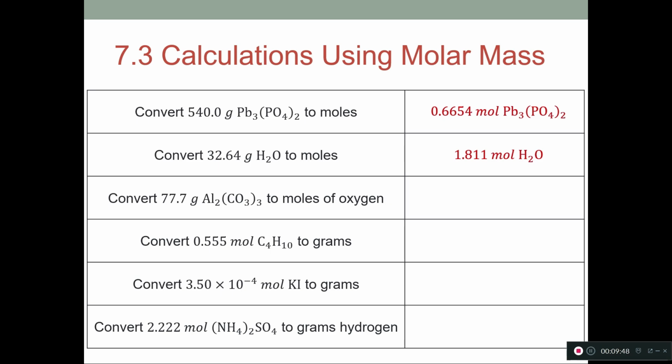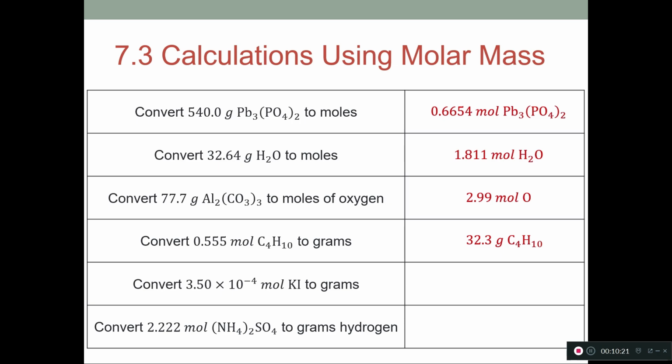The next one, we have convert 77.7 grams of this aluminum carbonate to moles of oxygen. So we want to find out how many moles of oxygen is in this. When we calculate that out, we get 2.99 moles of oxygen. The next one, we want to convert 0.555 moles of butane to grams. So when we do that, we get 32.2 grams of the butane.